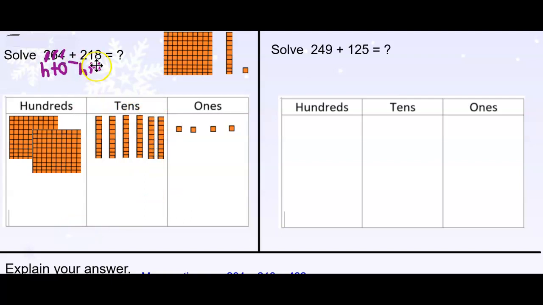Okay, let's build the next number, 218. Can you remember which place value number we should begin with? Yes, we should always start with the ones place numbers because the ones are number 1. How many ones do we need to get? Yes, that's correct. 8 ones.